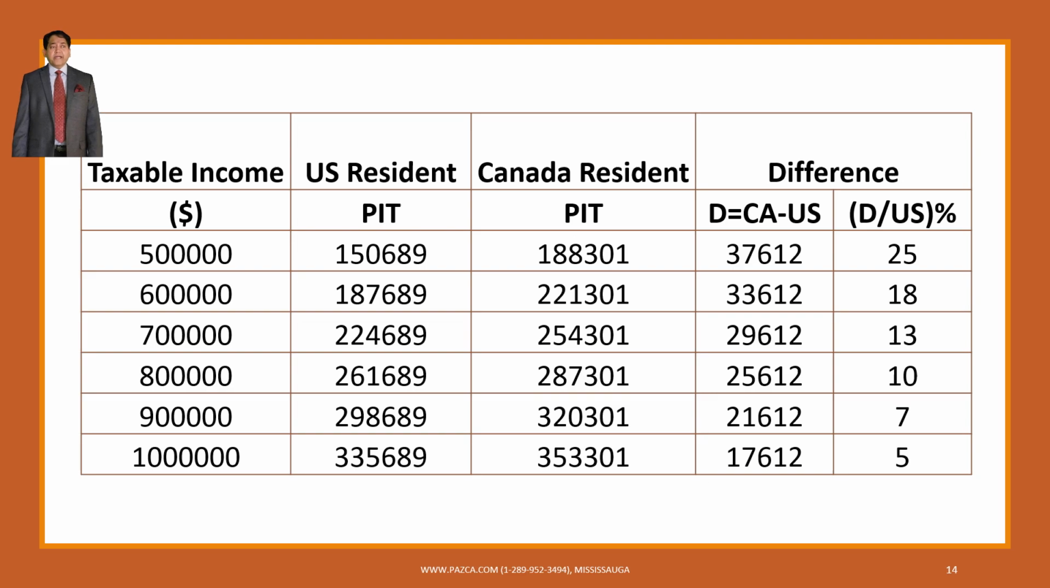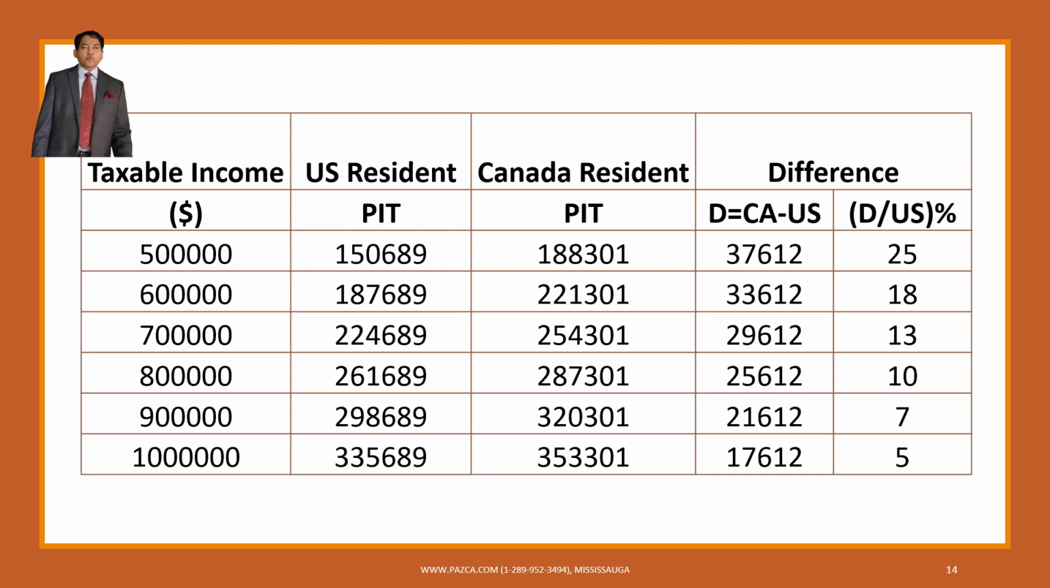Now, we look at the higher income group, anyone earning from $500,000 to $1 million. In this case, if you look at this slide, anyone earning $500,000 of annual income, the Canadian counterpart is paying additional tax of $37,612. It is approximately 25% additional tax. But gradually, as we move towards higher income levels, for example at $600,000, the difference is only 18% additional tax paid by the Canadian counterpart.